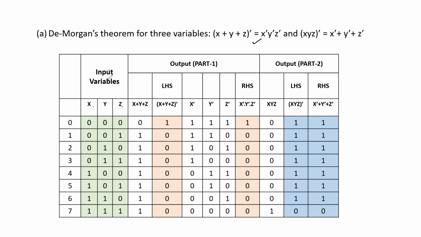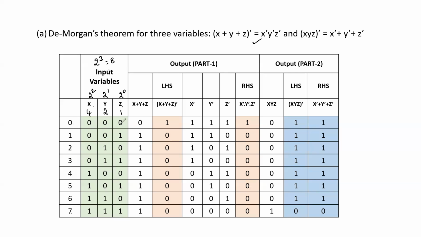With these 3 input variables, we should write the binary combinations, 2 power 3, which equals 8. So totally 8 binary combinations we can write. 8 means 0 to 7. To write the binary, we should take the binary weights as 2 power 0, 2 power 1 and 2 power 2. 2 power 0 is 1, 2 power 1 is 2, 2 power 2 is 4. So based on these binary weights, we should write these binary values.